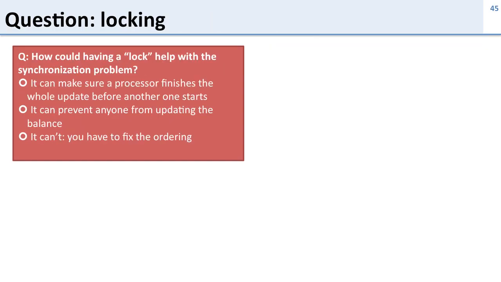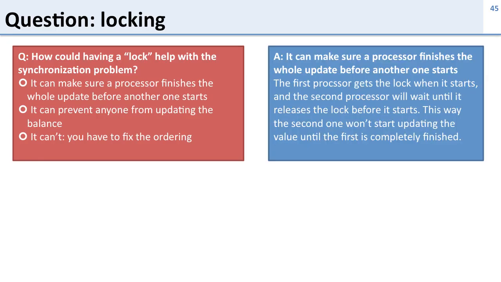How could having a lock help with this synchronization problem? Well, if we have a lock, it can make sure that a processor finishes the whole update before another one starts. So what we need to have is the first processor get the lock when it starts, and then the second processor needs to wait until it can get the lock before it continues. This will make sure that the first processor is all done updating before the second one starts.